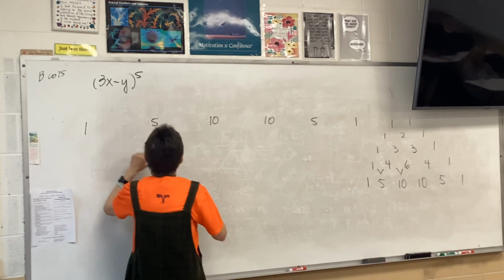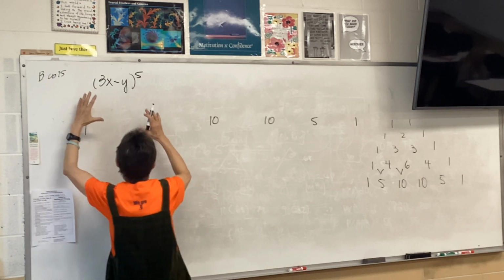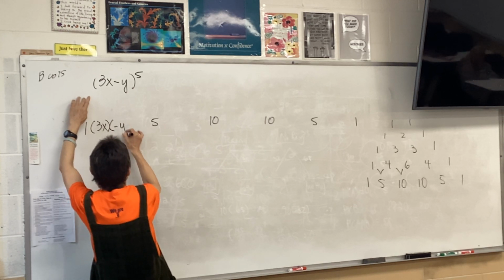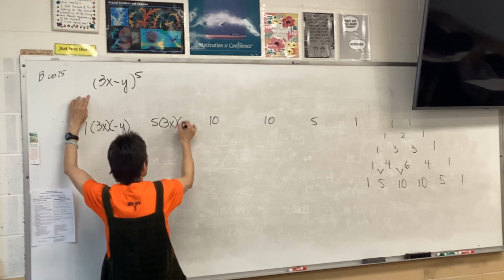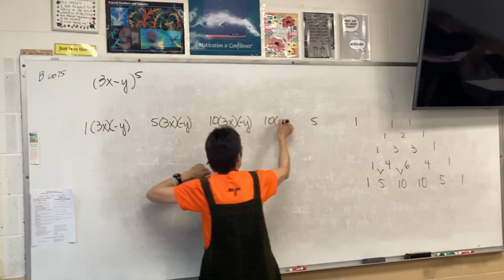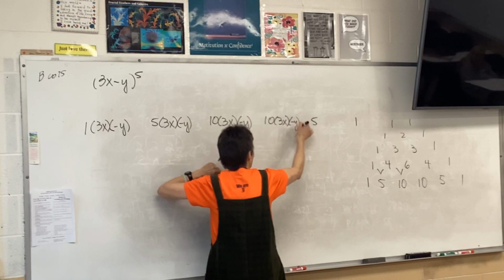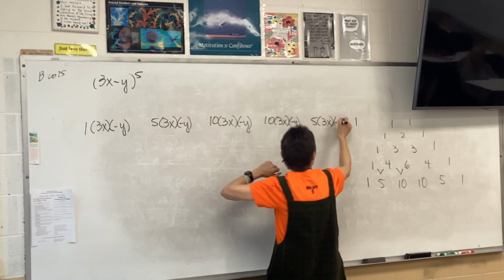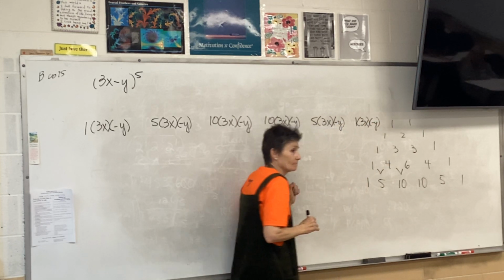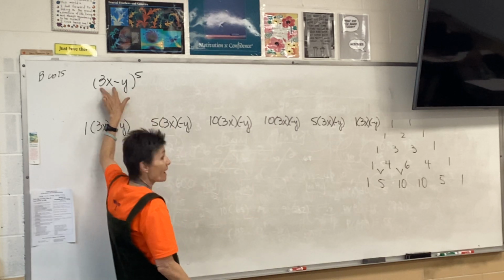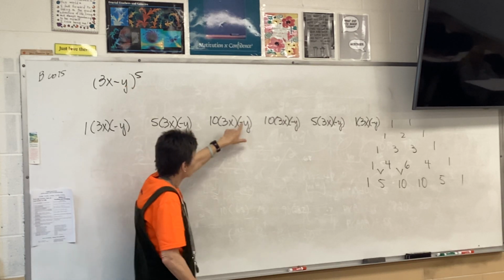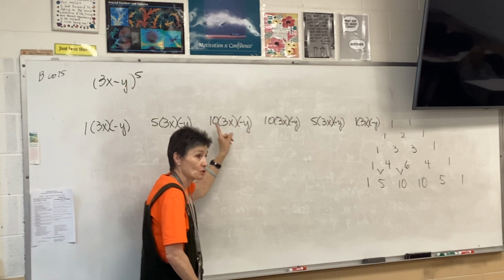Now, be careful. The components, the variables, are 3x and negative y. Those are the variables in this problem. 3x and negative y. Look at the problem. 3x, negative y. This is not a subtraction, this is a multiplication.